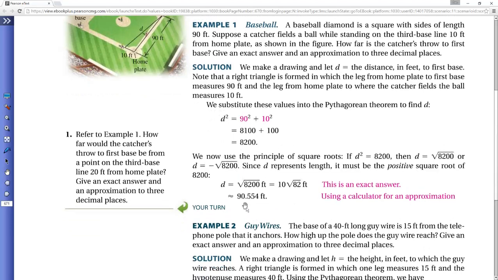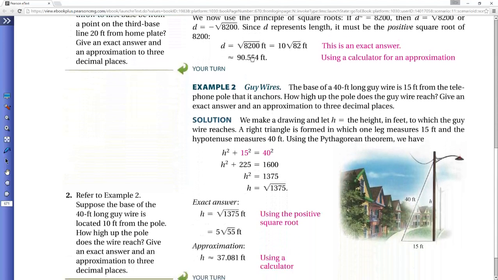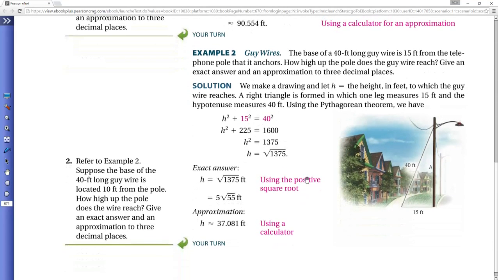So basically he threw just a little bit over a half of a foot farther than if he stood at home plate and threw to first base. That's 90 feet. By moving over 10 feet, added a little more than half of a foot or 6 inches to that throw. Now guy line wires, these here end up with, and hopefully they've installed that pole in the right way, and so it's not leaning, because it'll be a lot more stable.